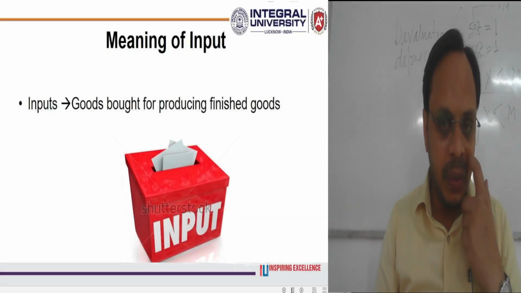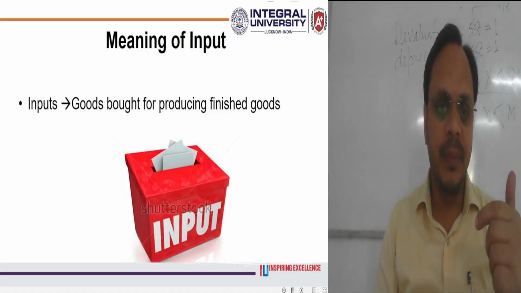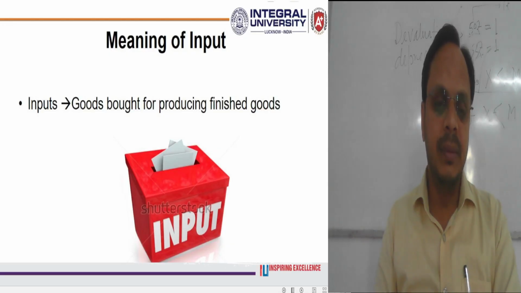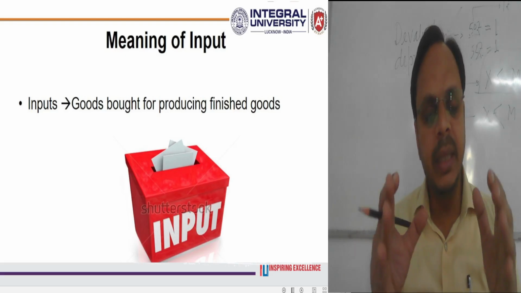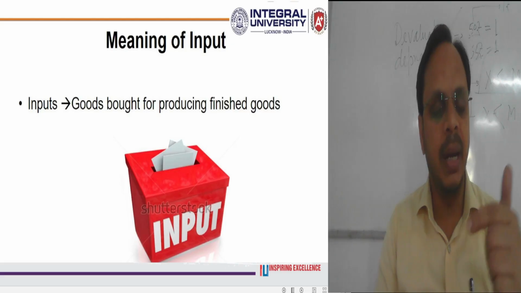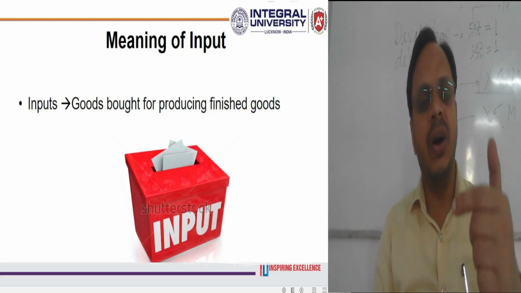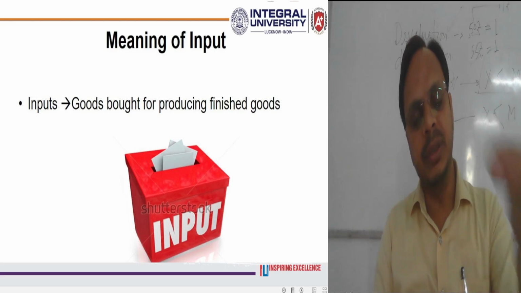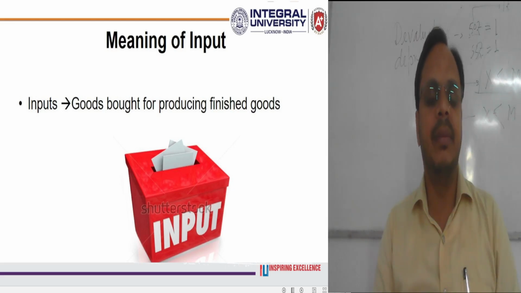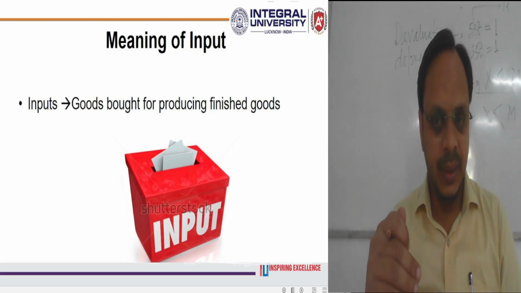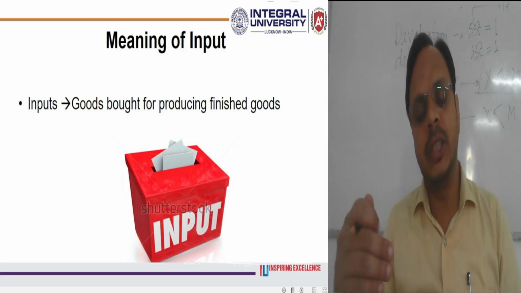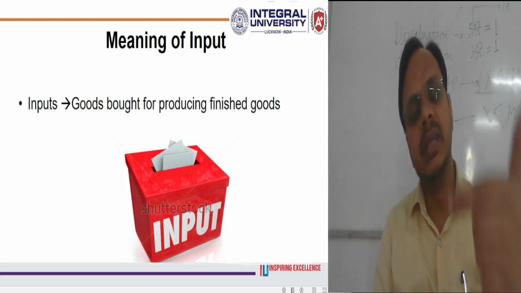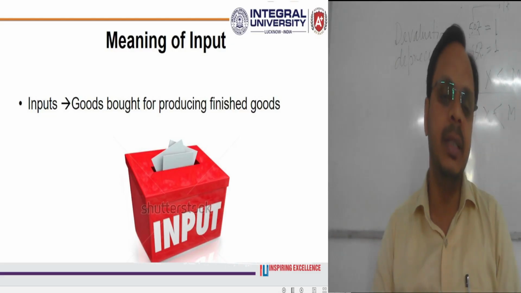What is the meaning of input? I already told you, input is goods bought for producing finished goods. For example, in order to make Parle-G as a finished good, at the time of acquisition of the raw materials, such as sugar, flour and many more, tax has already been paid on such goods. So output tax will be collected from the customer on finished goods. What you have already paid is subtracted from the output tax, and this is known as the input tax credit.